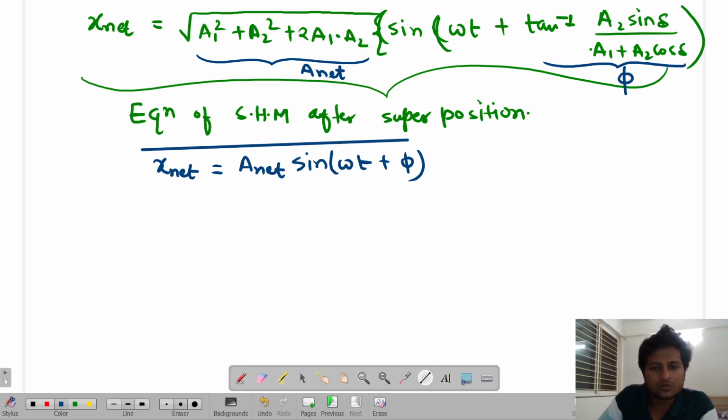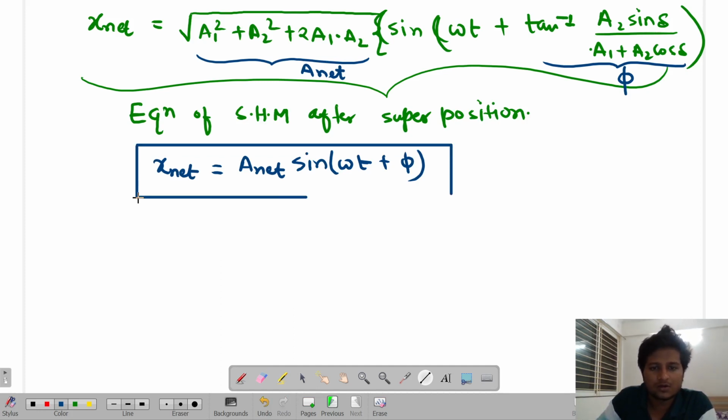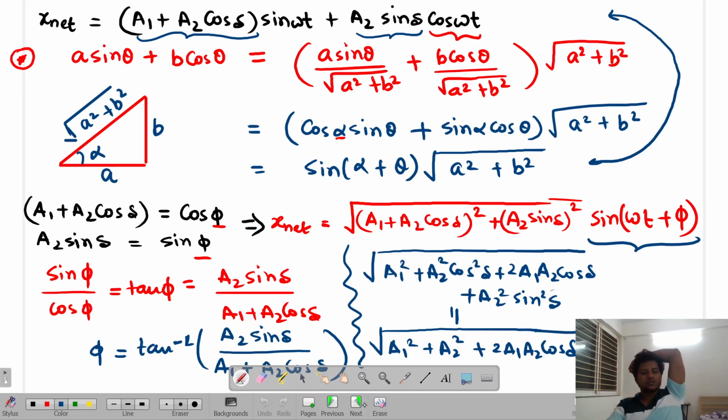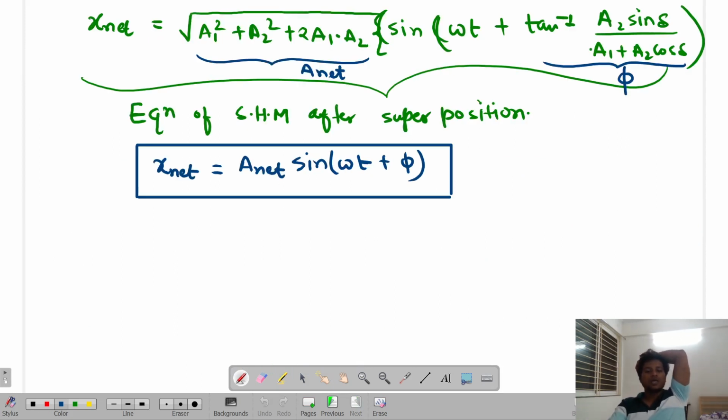So what is the meaning of that? When two SHMs are superimposing on each other, the resultant thing which we are getting is also a SHM equation, or not? So that's the meaning of that. When you superimpose two SHMs, you are also going to get an SHM. It's not possible that you will get some other kind of displacement. You are going to get an SHM itself. क्या मिलने वाला है तुम्हें? Out of two combined SHMs, you will get one final SHM. Is that clear or not?